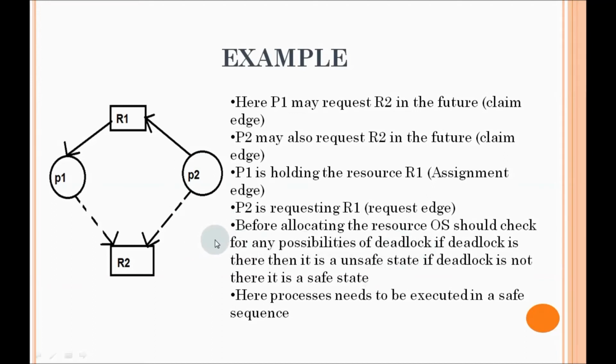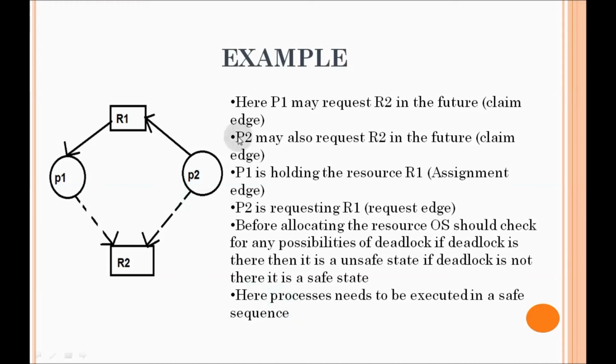Internally it should take the decision whether to allocate the resource to a particular process or not. It should check whether allocating the process may lead to deadlock or not. Based on that only it should take the decision, right? See, here processes need to be executed in a safe sequence. That is very important. You should avoid the deadlock. You should allocate the resources in such a way that it may not lead to the deadlock. Here the process needs to be executed in a safe state.